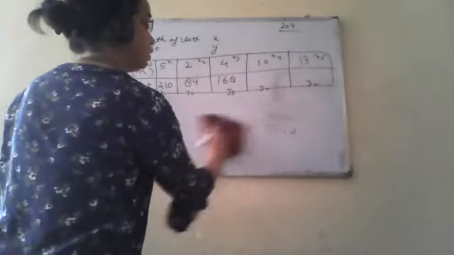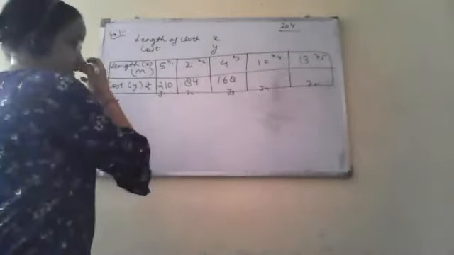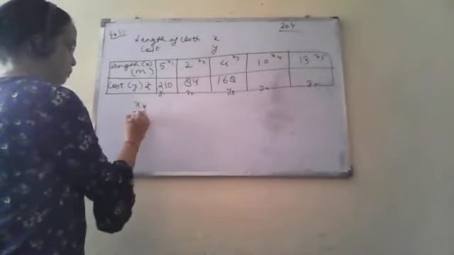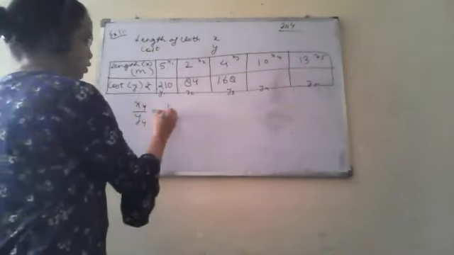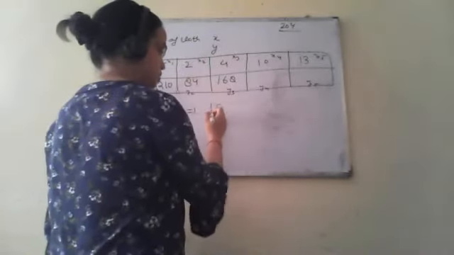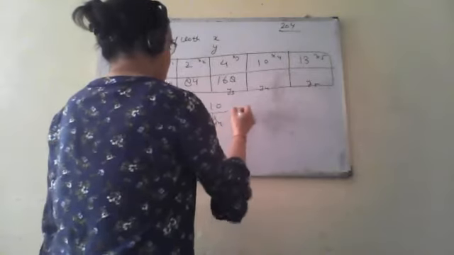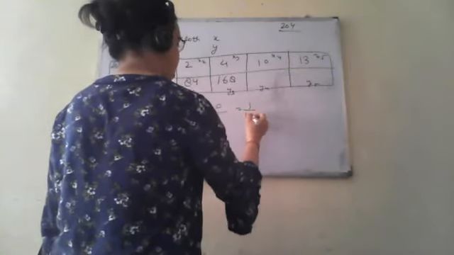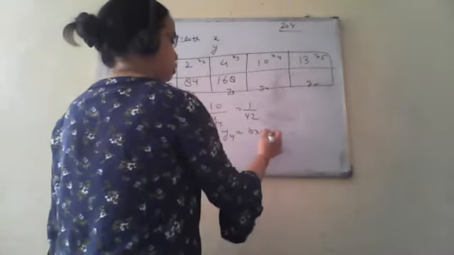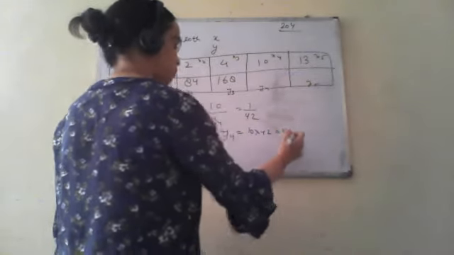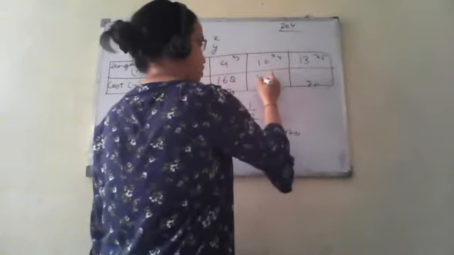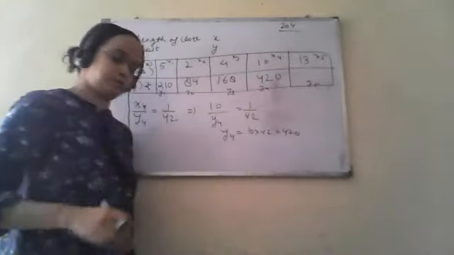Now we can calculate the cost of 10 meters, that is x4 upon y4. It is again equal to 1 upon 42. So x4 is 10, that is 10 meters, and y4 is what we calculate. Therefore y4 will be 10 into 42, it becomes 420. That means the cost of 10 meters of cloth is 420 rupees.